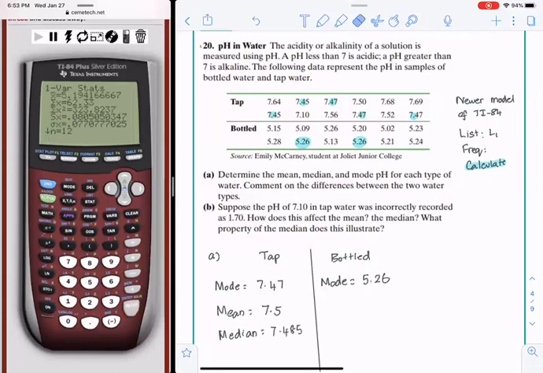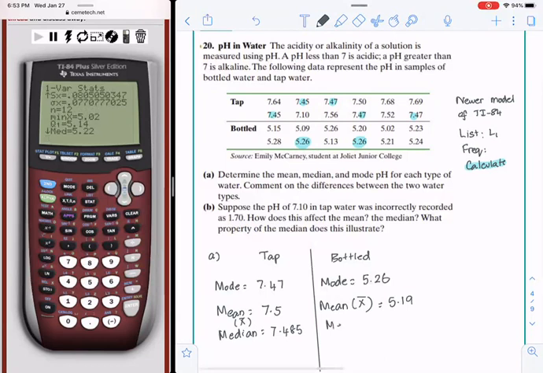and we end up getting 5.194 for the mean. The first number that you see, X bar. And scroll down, med is the median, and that happens to be 5.22. So that's how we find the mean, median. Mode, we have to do it manually.